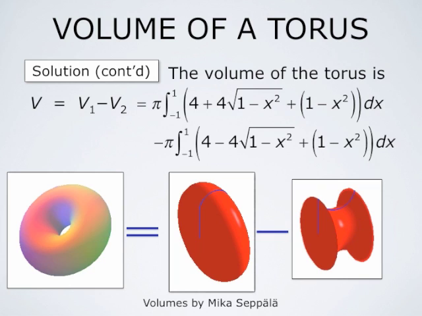That is V equals pi times the integral from -1 to 1 of the expression 4 plus 4 times square root 1 minus x squared plus 1 minus x squared. And then we integrate with respect to x, so we write dx in the end. And then we subtract from that pi times the integral from -1 to 1 of almost the same expression, except the sign in front of the square root expression is now changed. So we integrate 4 minus 4 times square root of 1 minus x squared plus 1 minus x squared instead of 4 plus 4 times square root and so forth.